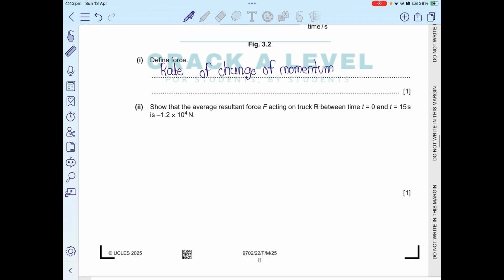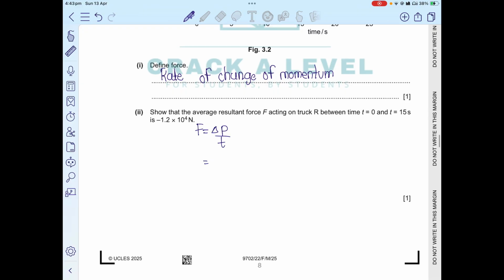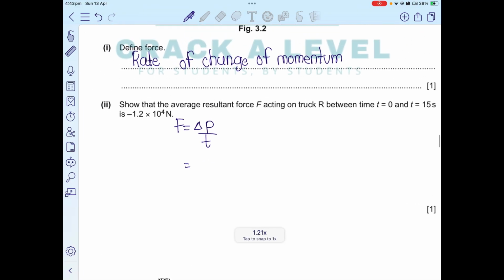Show that the average resultant force acting on the truck R between t equals 0 and 15 seconds is negative 1.2 into 10 raised to 4. Now again, the formula is force is equal to the change in momentum over the time taken. Now, if I want to determine the force, I need to determine the difference in the momentum, which is basically the final momentum minus the initial momentum.